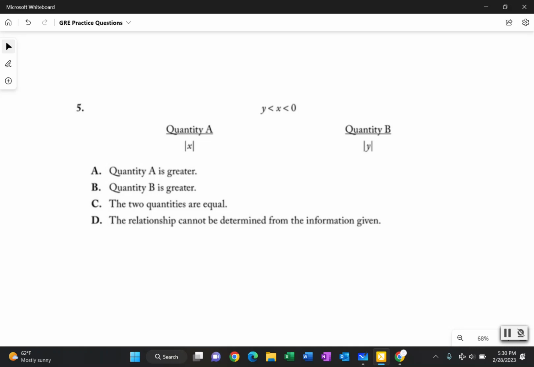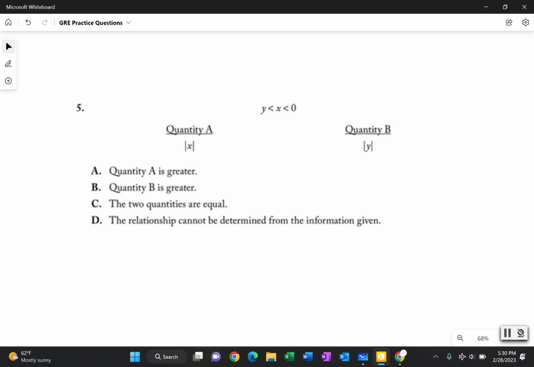Today we're taking a look at a GRE Quantitative Analysis practice question. In this case, we're given that y is less than x, which is less than 0. So both values are going to be less than 0. We're given quantity A is the absolute value of x, and quantity B is the absolute value of y.